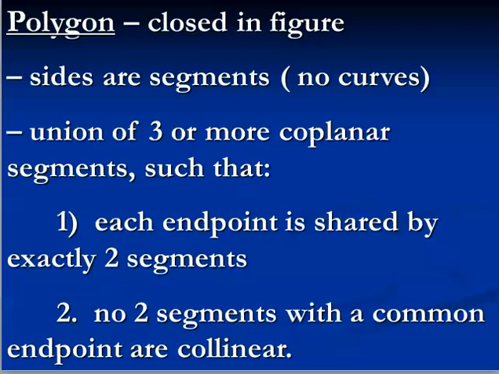And it's the union of three or more coplanar segments such that these two items are true. First of all, each endpoint can only be shared by exactly two segments, and no two segments with a common endpoint are collinear. So there has to be less than a 180-degree angle. They can't be two segments that form a straight line.